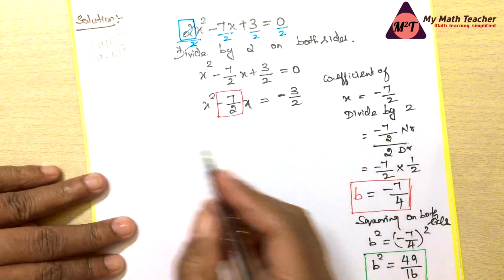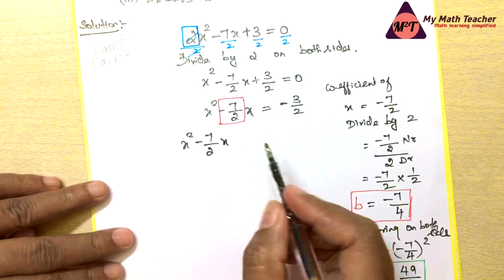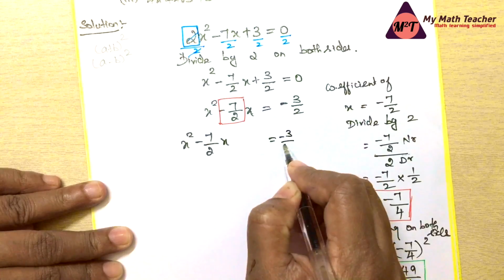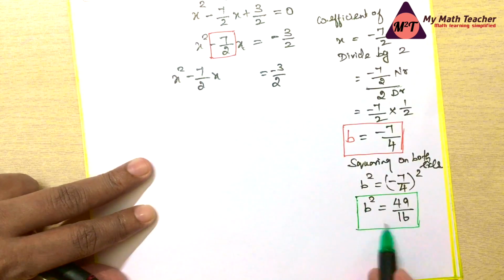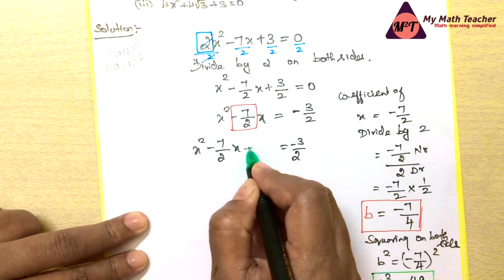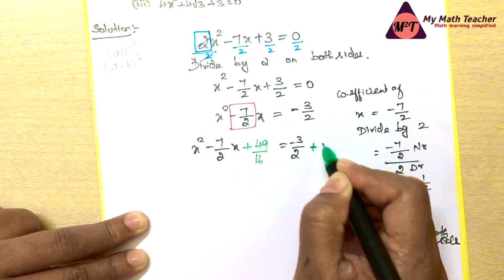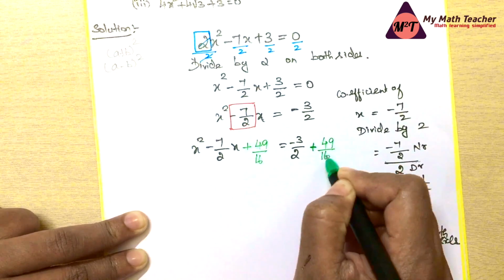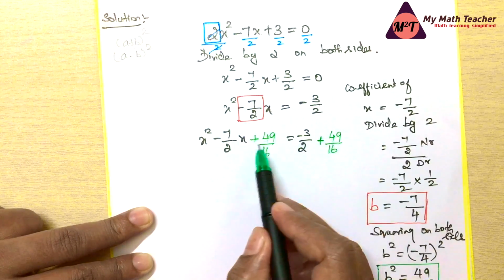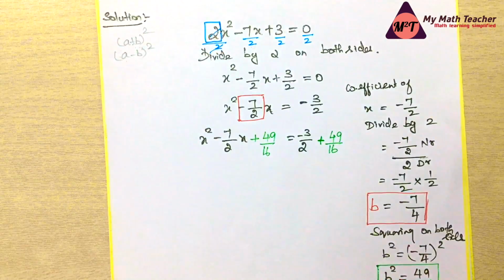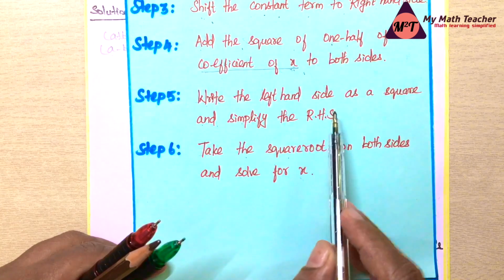Now here x square minus 7 by 2x is equal to minus 3 by 2. What we are going to do is add the square of this final answer, that is plus 49 by 16 on both sides. Just like that, we can't add any value to an equation; to balance it, we are adding on both sides. Next step is to write the left hand side as a square and simplify the RHS.